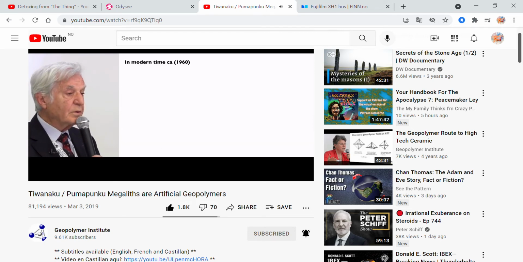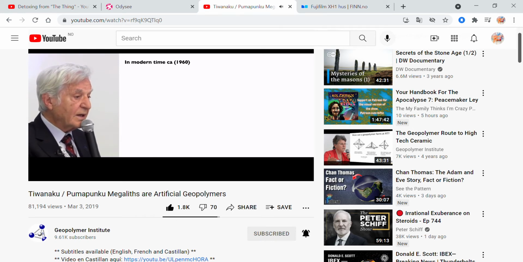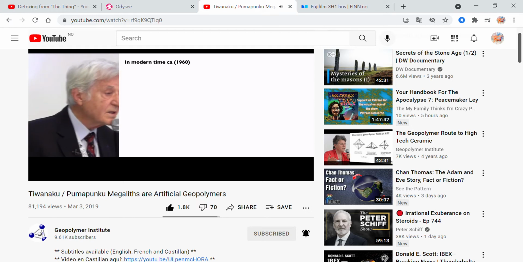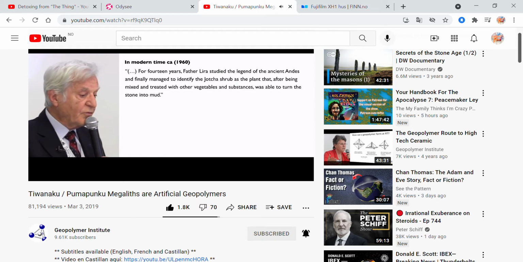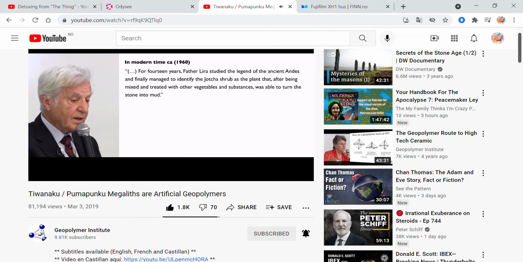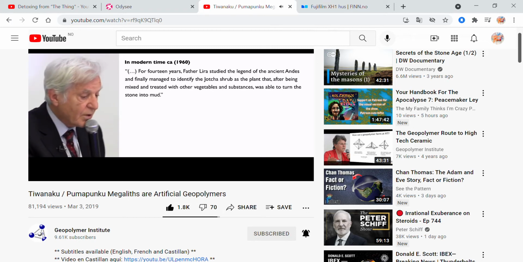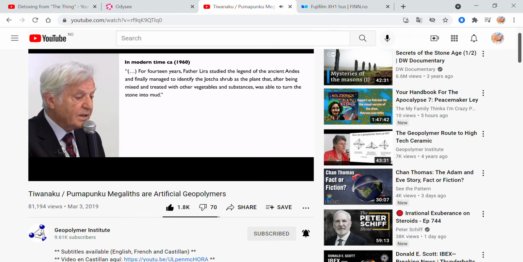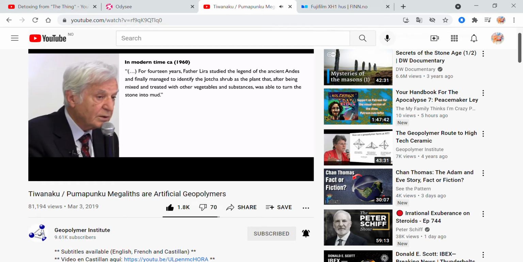So several people tried to discover the secret of this stone making. For example, you can read on the internet things that were published in the 1960s. For 14 years, before the 1960s, Father Lira studied the legends of the ancient Andes and finally managed to identify the Georgia shrub as the plant that, after being mixed and treated with other vegetables and substances, was able to turn the stone into mud.